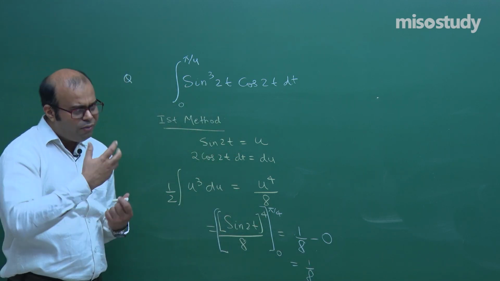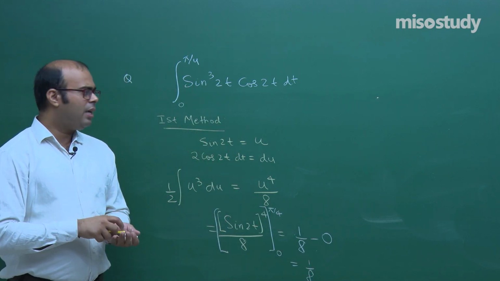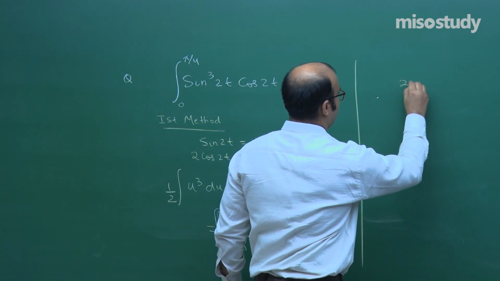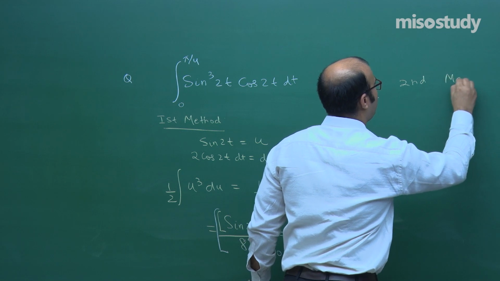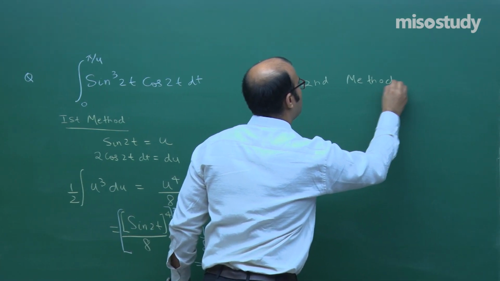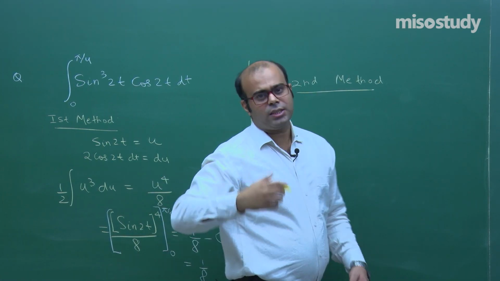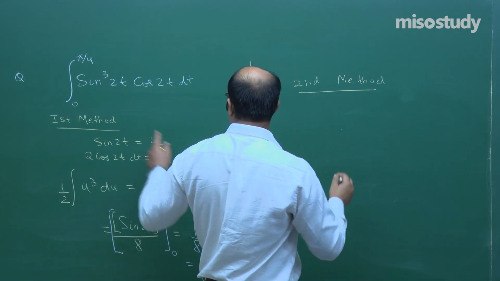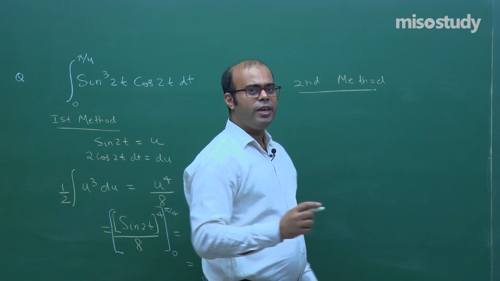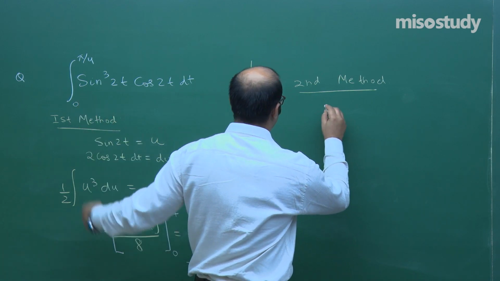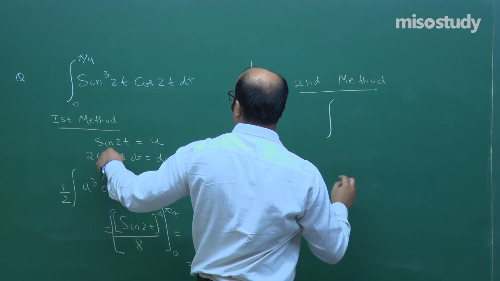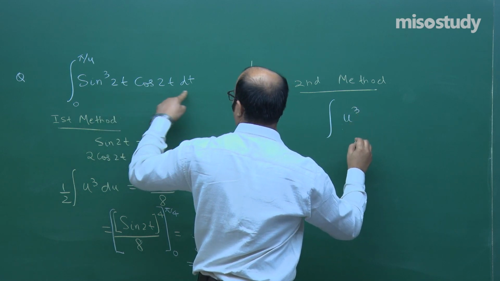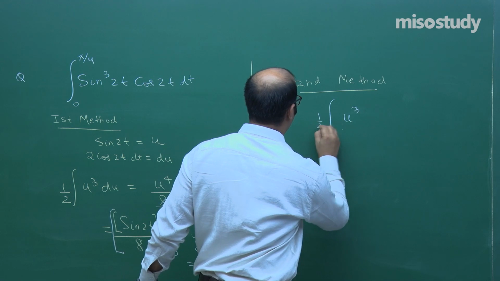Now what is the other way? If we talk about the second method, it says that when we are substituting, instead of further back substituting, we change the limits. So we could have also done it like this. If you see here, sin 2t has been replaced as u, so u³, and cos 2t dt has been replaced by 1/2 du.